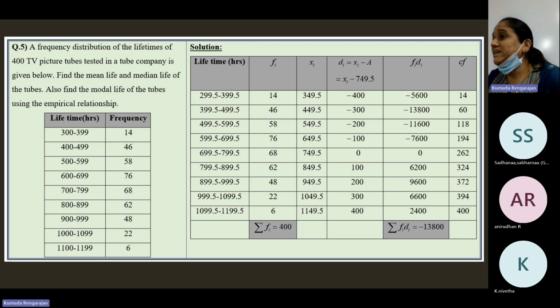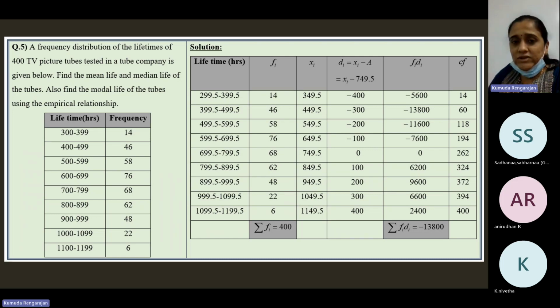Then I've prepared the Di column because I'm finding the mean using the assumed mean method. So I have prepared the Di column, and then the Fi Di column again for the assumed mean method, and a cumulative frequency column for median. Now you can write the CF column after the Fi column also. So the order is not so important.